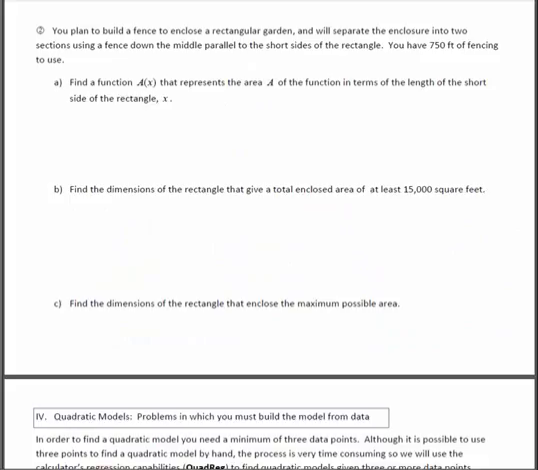In the next example, we plan to build a fence to enclose a rectangular garden, and we're going to separate the enclosure into 2 sections using a fence down the middle, parallel to the short side of the rectangle. You have 750 feet of fencing to use. We're supposed to first find a function A of x that represents the area of the garden.